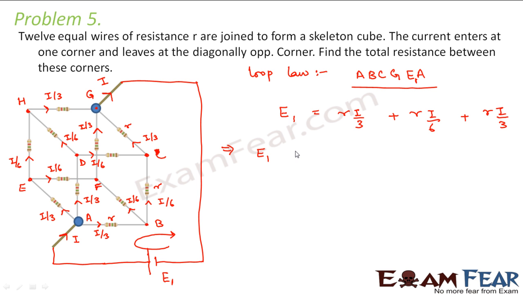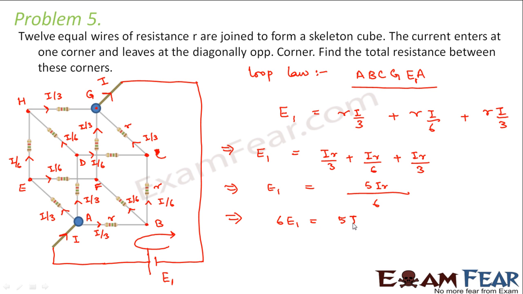So what do we get? E1 is equal to Ir by 3 plus Ir by 6 plus Ir by 3. So E1 is equal to 5Ir by 6. From this we get 6E1 is equal to 5Ir. So this is one equation which I get.